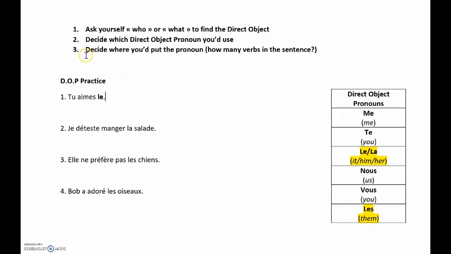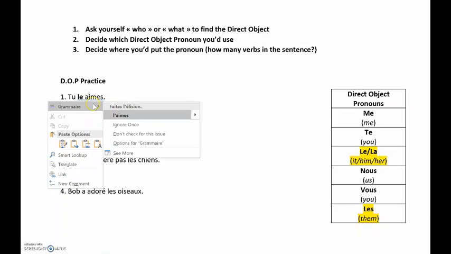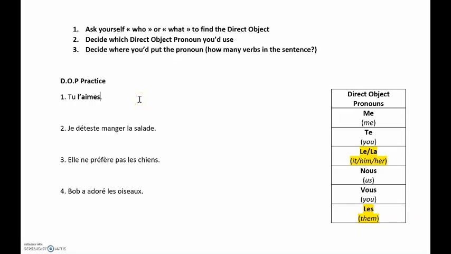And now the third step, decide where you put the pronoun. So how many verbs are in our sentence? How many actions do you see here? I see just one, aime, to like. So I'm going to replace the le right here to le aime. And because le ends with an E, a vowel, and aime starts with an A, also a vowel, we're going to combine them to become tu l'aimes. So tu l'aimes means you like my cat, essentially.